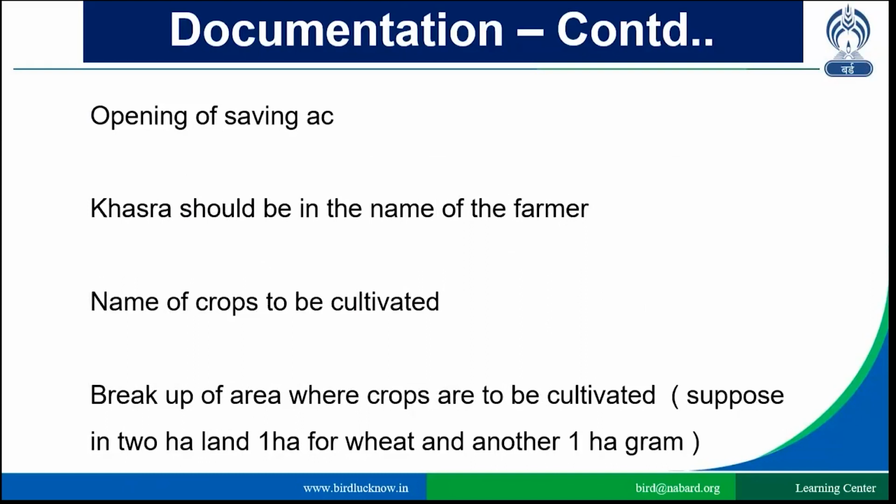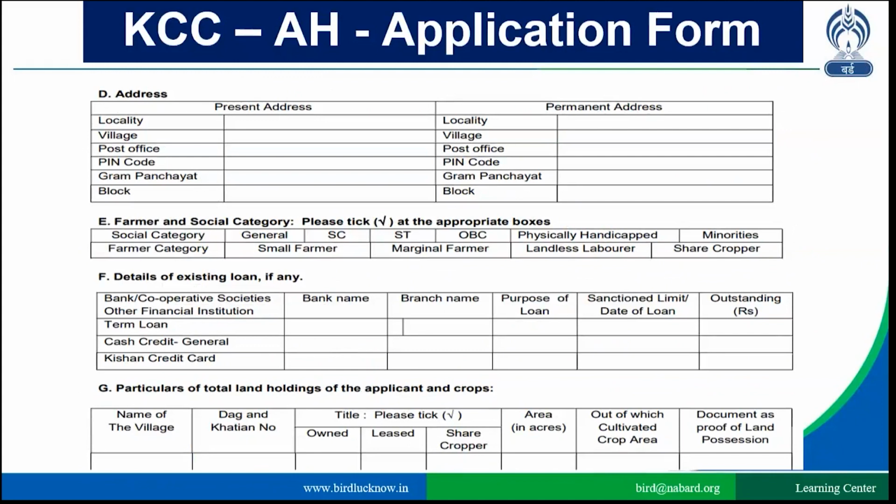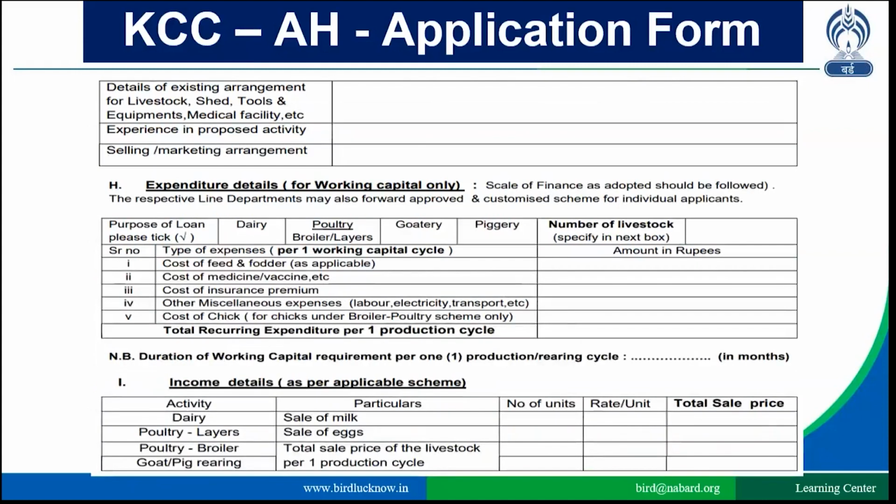Khasra should be in the name of the farmer, or relevant documents should be there. LPC is required when the land is in their name, or leased. If there is a lease agreement, that can also suffice. You can see G, particulars of total land holding of the applicant and crops: name of the village, Khata and Khatian number, then owned, leased, or share property. There is an option, meaning they can have any of these. Either it is owned, or leased, or share property, but for each of these they require documentary proof.